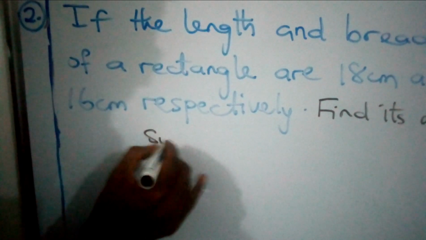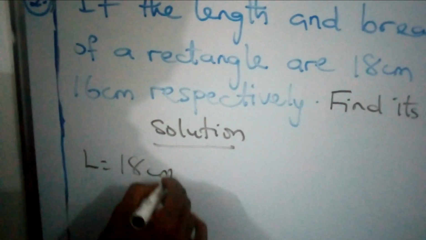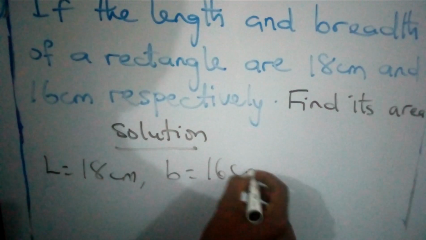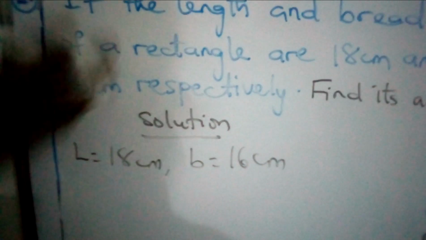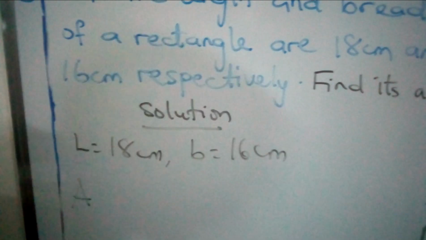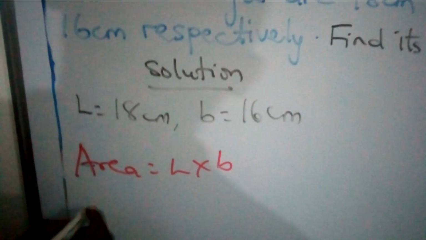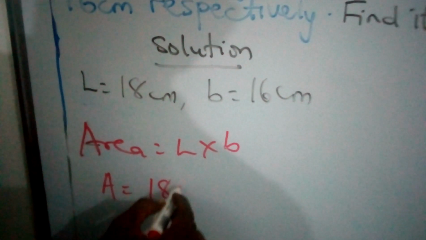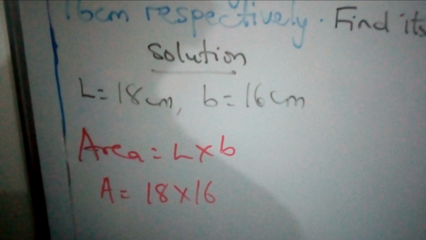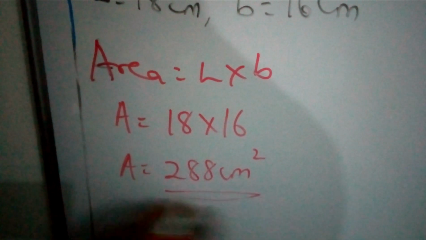So what do we do? Solution. Length is what? 18 centimeters. Breadth is what? 16 centimeters. And we have to find the area of a rectangle. The shape is a rectangle. So what's the formula for area of a rectangle from our table? Area of a rectangle gives you length times what? Breadth. So let's substitute. Area becomes what? 18 times 16. That's 18 centimeters times 16 centimeters. And that gives you what? 288 centimeters squared. So the area of the rectangle being talked about here is 288 centimeters squared.